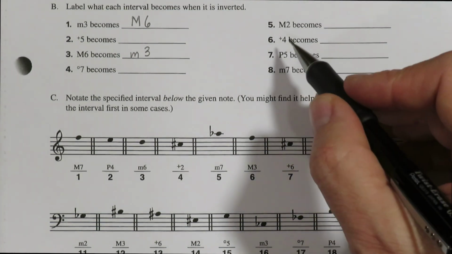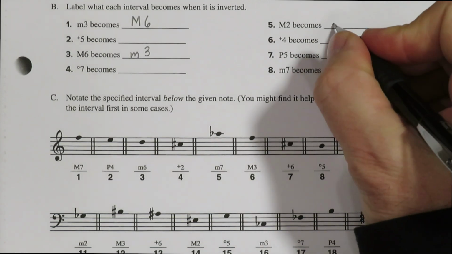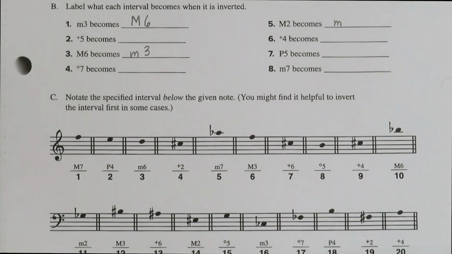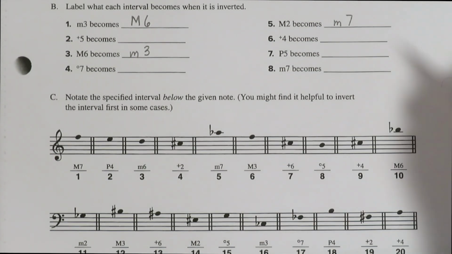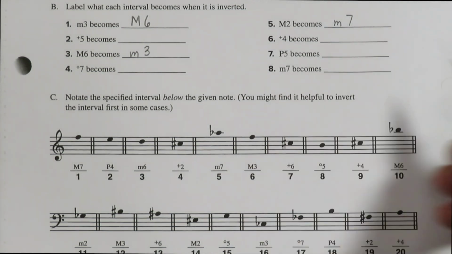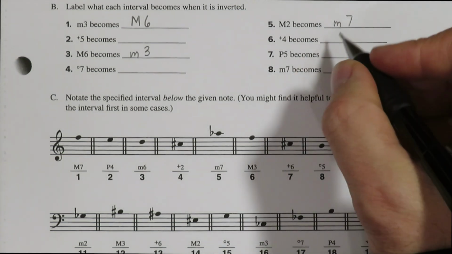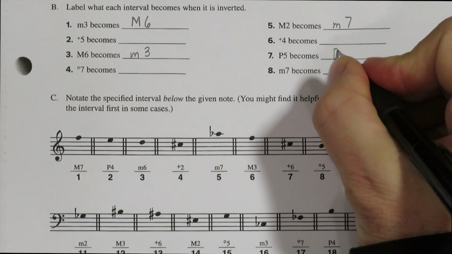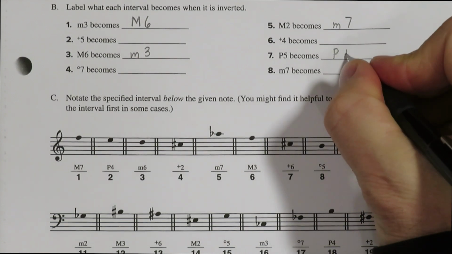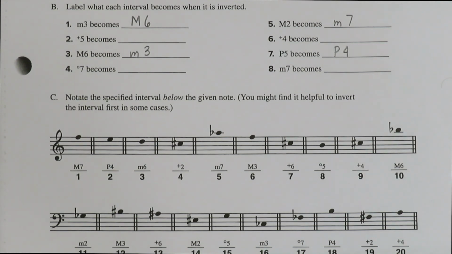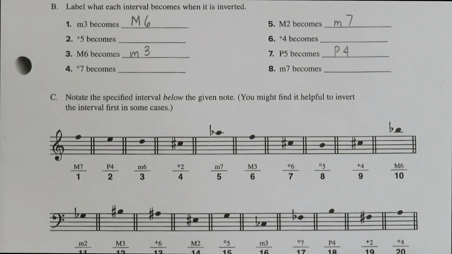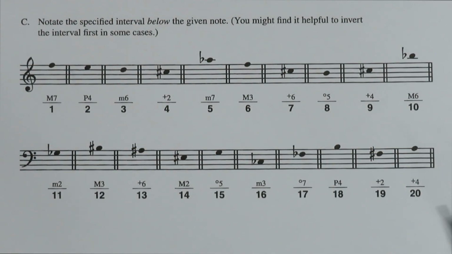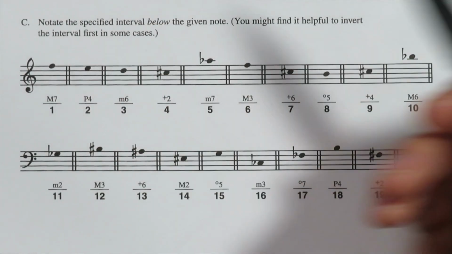Okay, so a major second, major to minor, second would invert to seventh, so a minor seventh. A perfect fifth. Perfect intervals stay the same. And that would invert to a perfect fourth. And you can see these all add up to 9. Right? Okay.